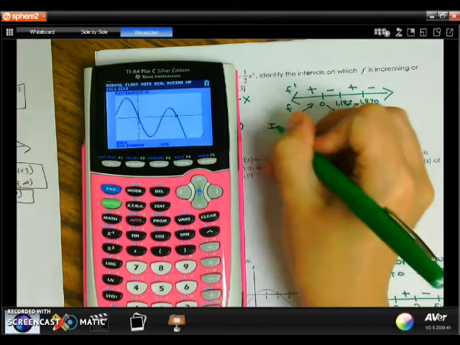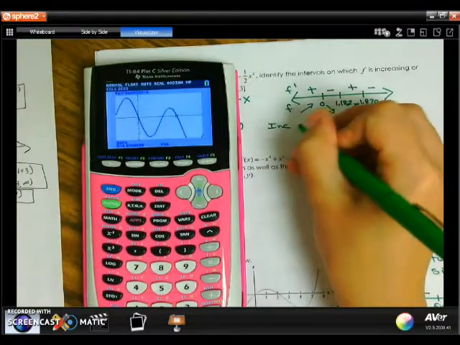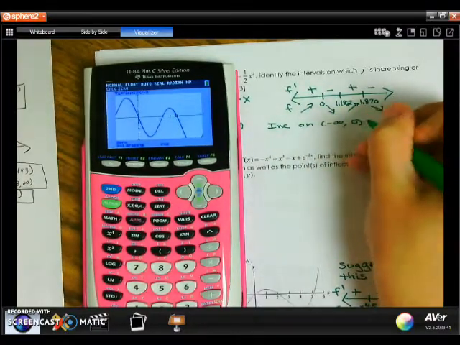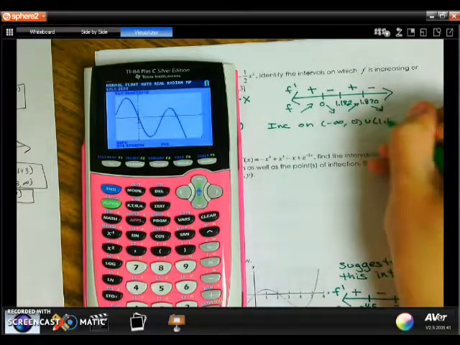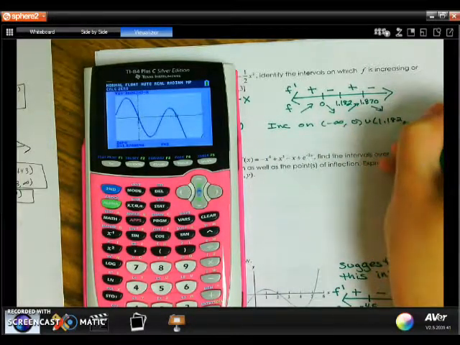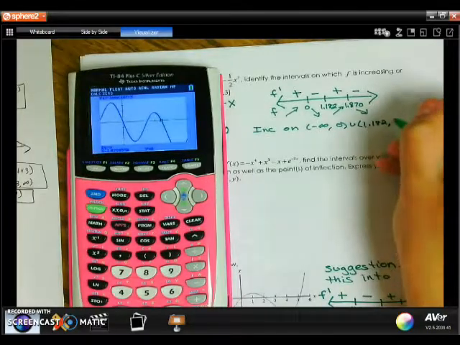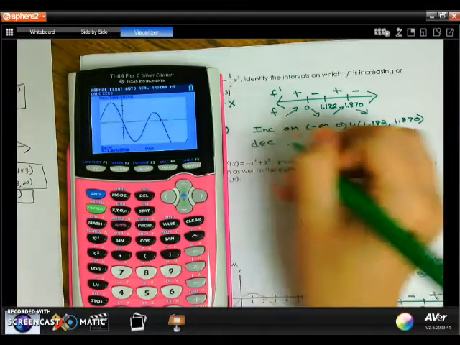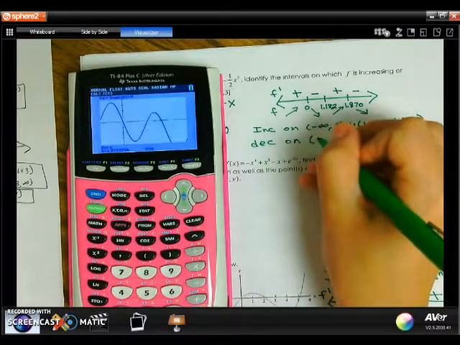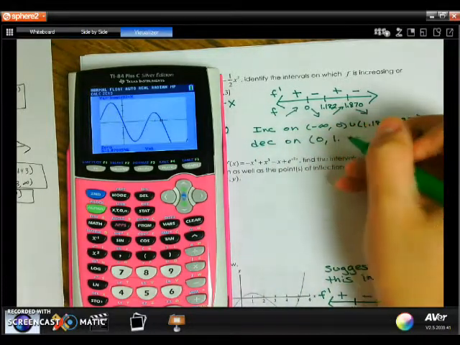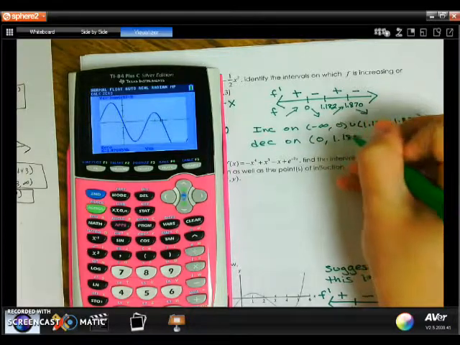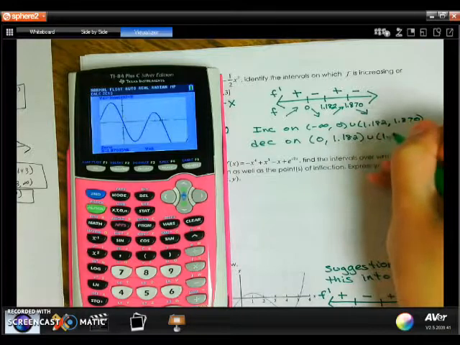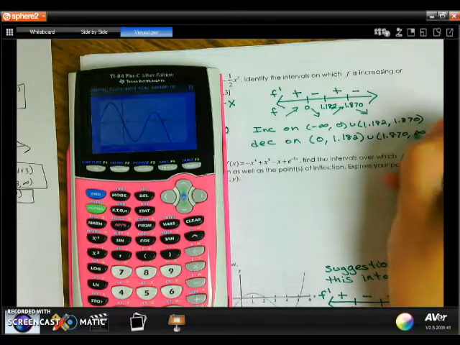So I can conclude that the original was increasing from negative infinity to 0, union from approximately 1.182 until 1.870, and it was decreasing on the interval 0 to 1.182, and then decreasing again from 1.870 to infinity.